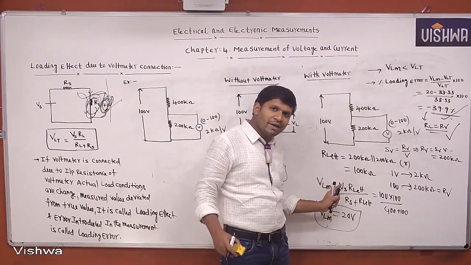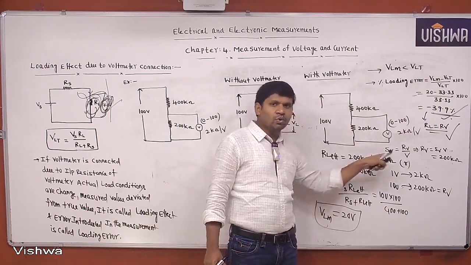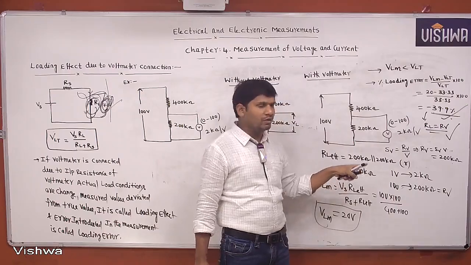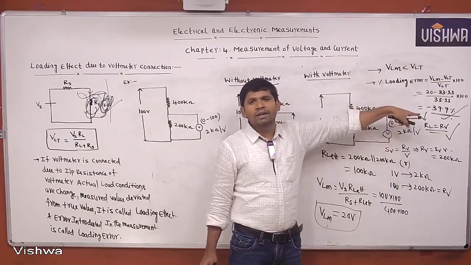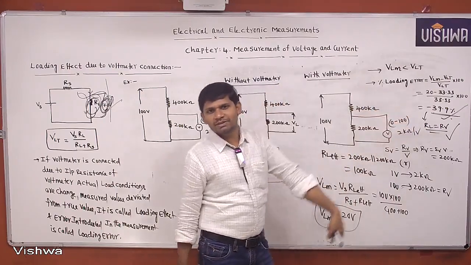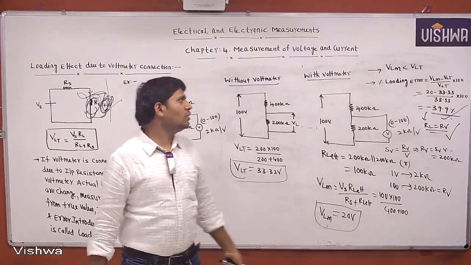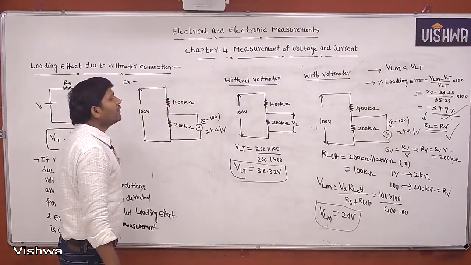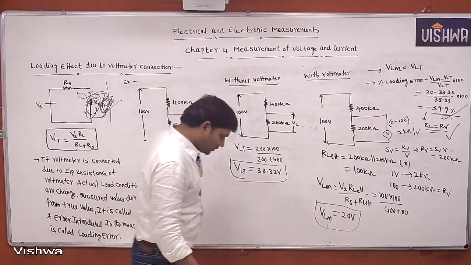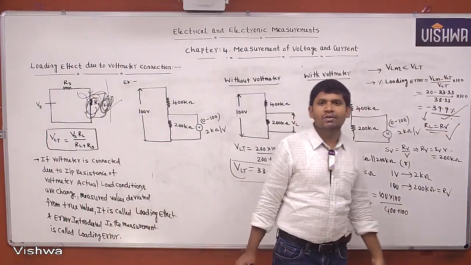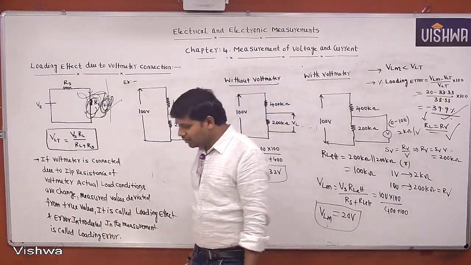Why is the error reducing? Because the measured value tends to the true value. Then the error will be reduced, and we can get nearly minus 6% error. Okay. This is about what exactly the loading effect due to voltmeter connection is. This is one concept with respect to the PMMC voltmeter.